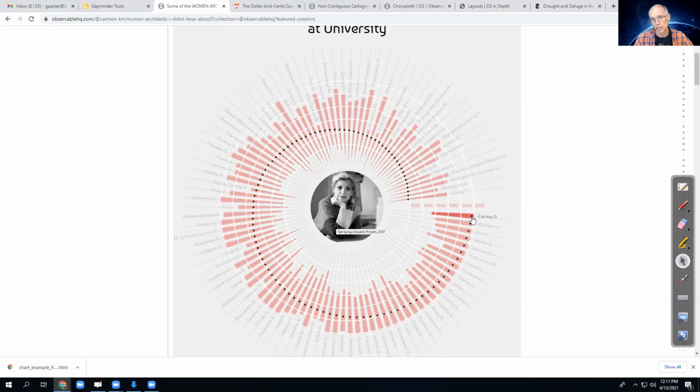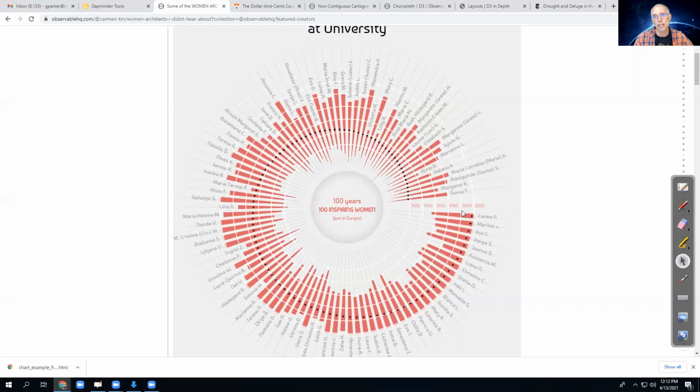And when you point to one, it gives you a little picture of them and tells you who they are, which is kind of neat. So this is just a beautiful graphic in terms of it's interactive, and then you get a little information about the lifespan of that person.